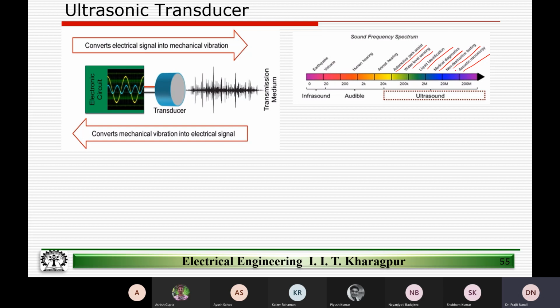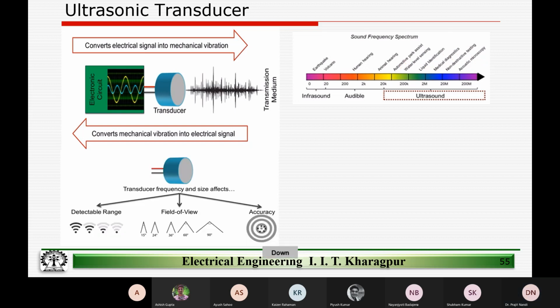So in terms of whatever application it is going to be used for, the frequency of operation will depend on that, right? Another basic thing for our transducer is that the transducer frequency and size affect a few things. The size of the material and the frequency at which we are operating affect very important parameters. The detectable range, right? How far the object is.